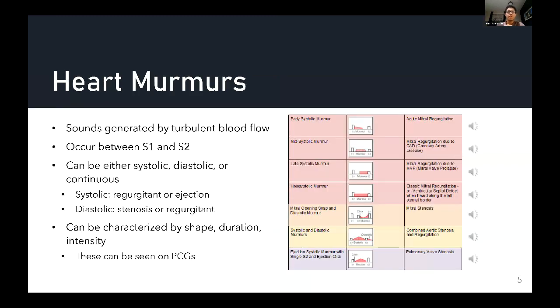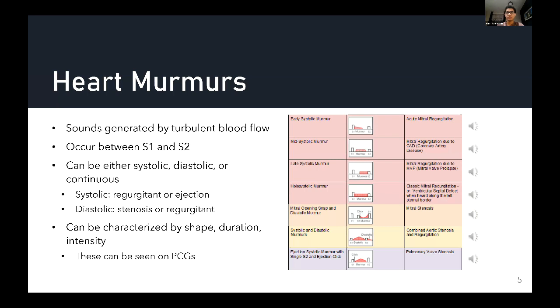Now, this allows us to define what heart murmurs are more specifically. Heart murmurs are basically when we notice that there is some sort of abnormality or turbulent blood flow between S1 and S2. These heart murmurs can take on several different forms and can be characterized in multiple different fashions based on their shape, duration, intensity, location among the heart valves, etc. And several of these characterizations can be directly observed through a PCG recording.